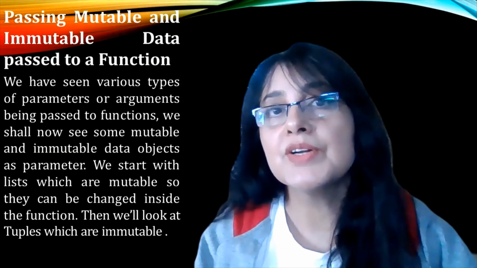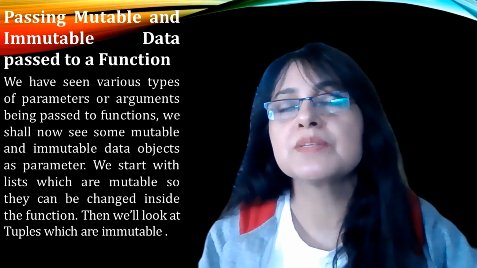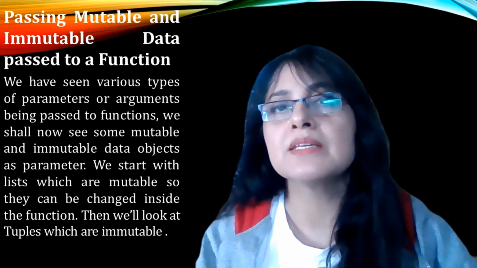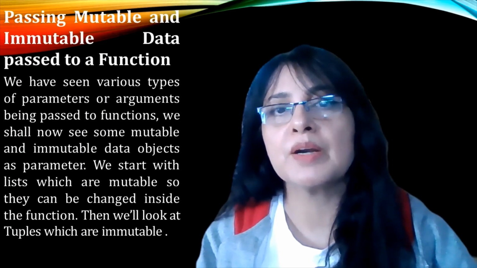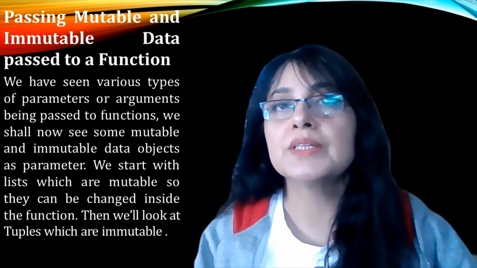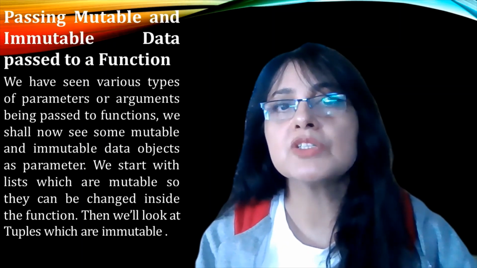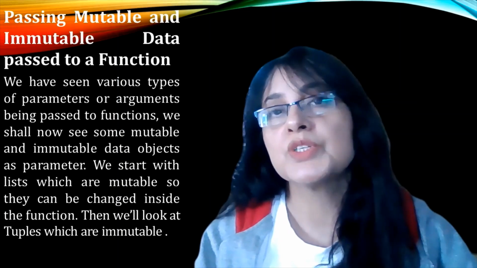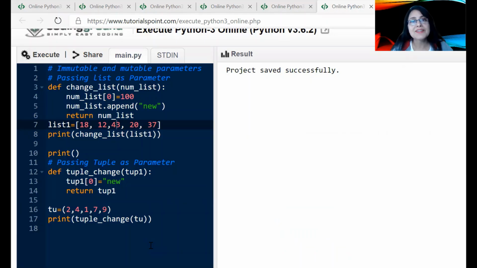We have seen various types of parameters or arguments being passed to functions. We shall now see some mutable and immutable data objects as parameters. We start with lists, which are mutable, so they can be changed inside the function. Then we look at tuples, which are immutable. We now look at an example for immutable and mutable parameters.